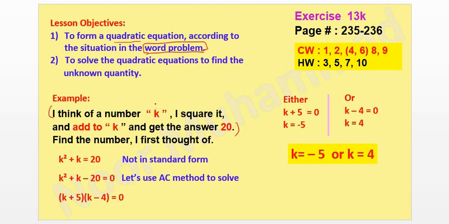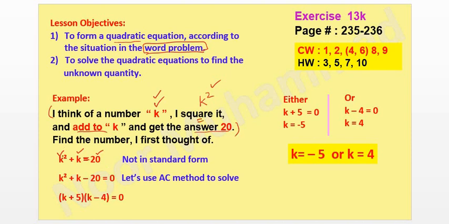So first of all, we think about a number, it's k. Then you square it. That means it will become k squared. Then in the next step, we added them. We added k and k squared and got the answer 20. So we can say when k squared is added to k, we get 20. The answer means it's equal to 20.